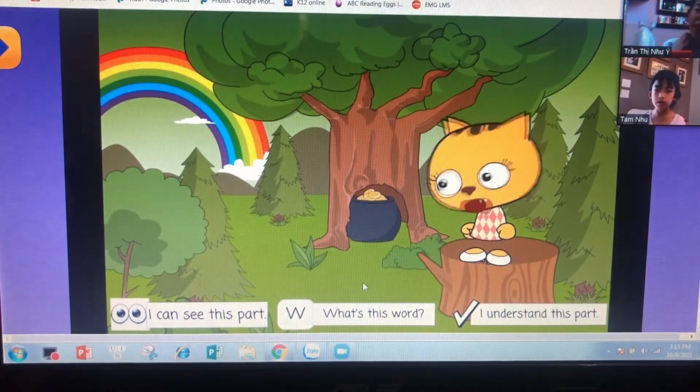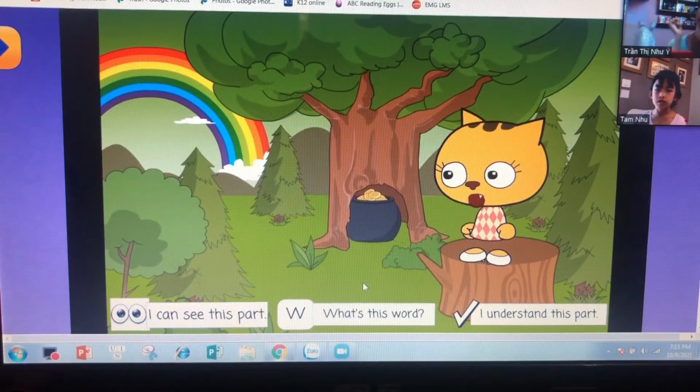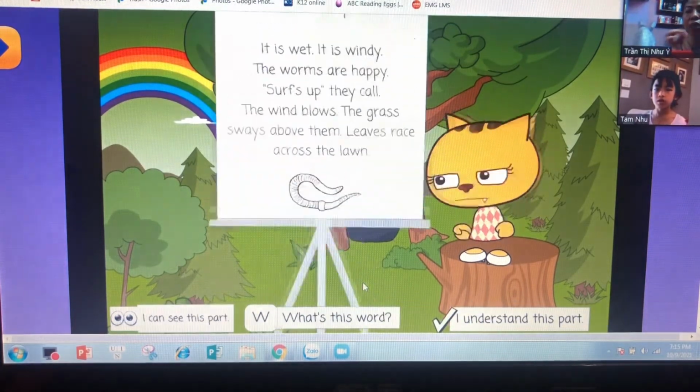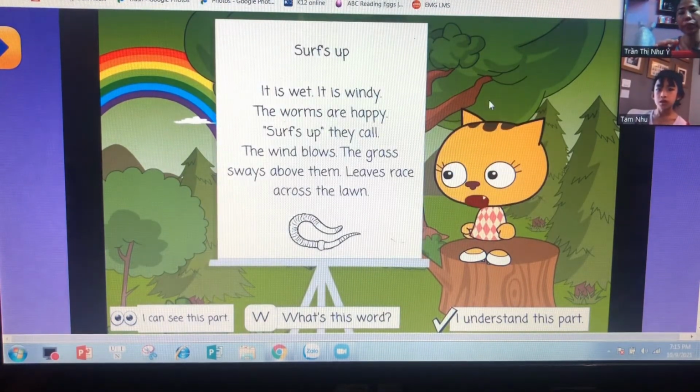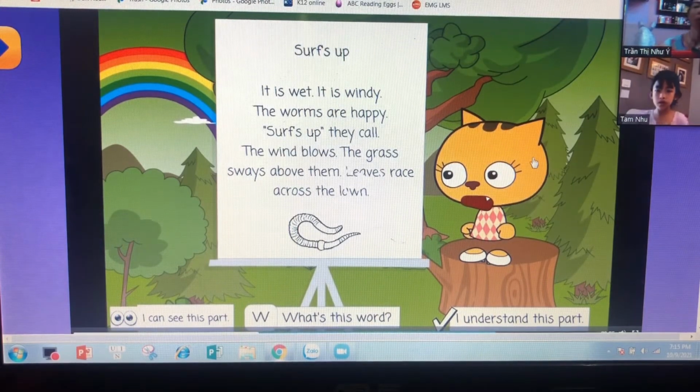So while you read something, I'm going to show you how I use think marks whilst I'm reading. So this text is from a story called Worm Surfing. So when you read something, if you understand clearly, you use this code. You draw the eyes. This is the code to tell your parent, your teacher that I can see this part, I understand this one clearly.